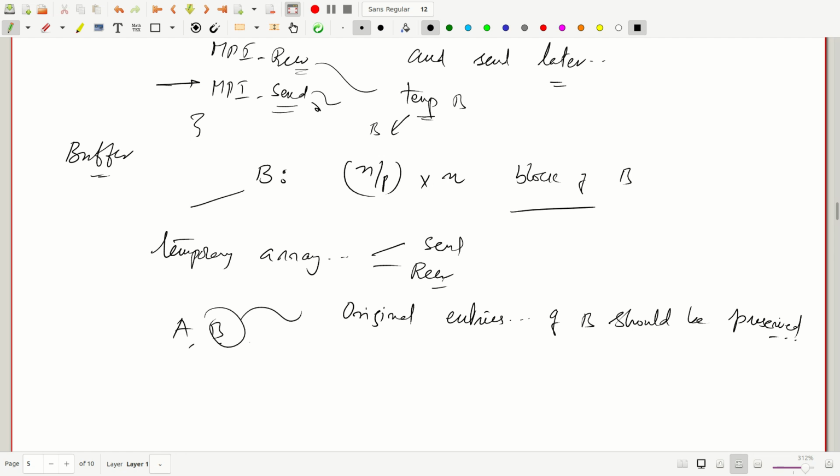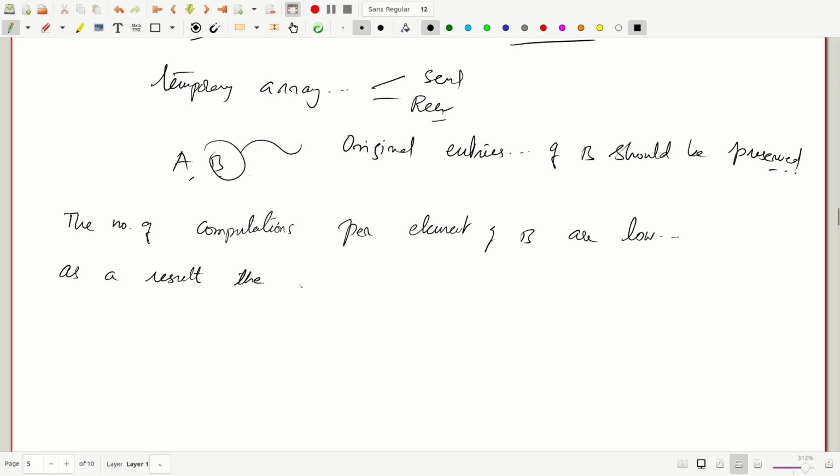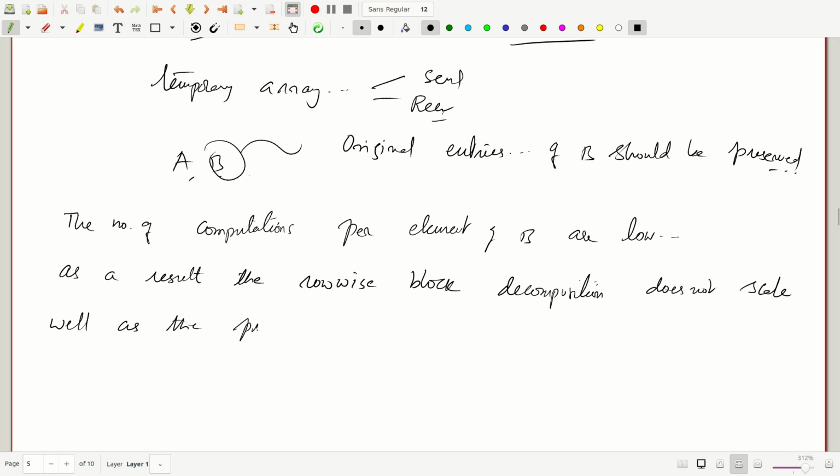Okay, all right. So those are a couple of things you need to take care of when you try to write this. So far so good. This algorithm, the row-wise block decomposition, is good, but there is one not so nice thing about it. It's basically that the number of computations per element of B is kind of low. As a result, the row-wise block decomposition does not scale well as the problem size n is increased.